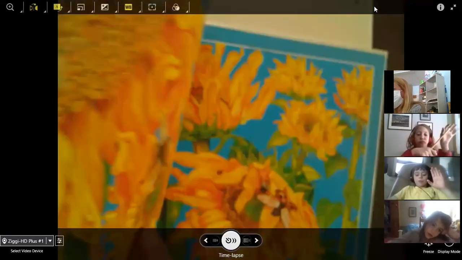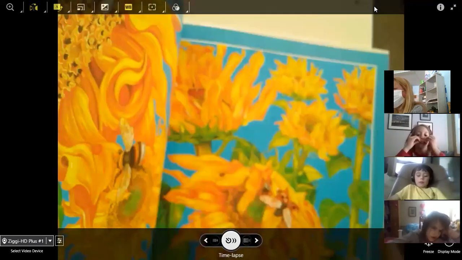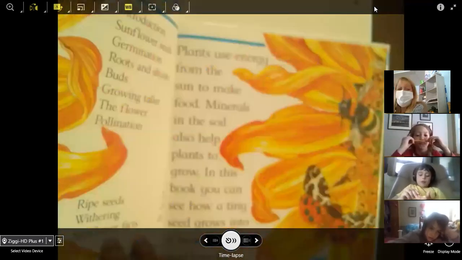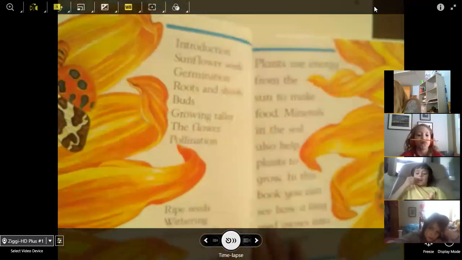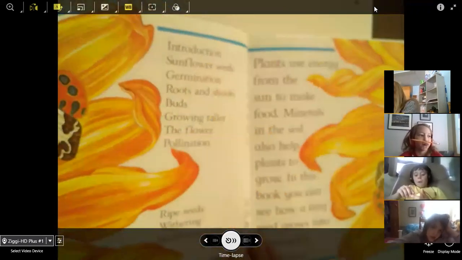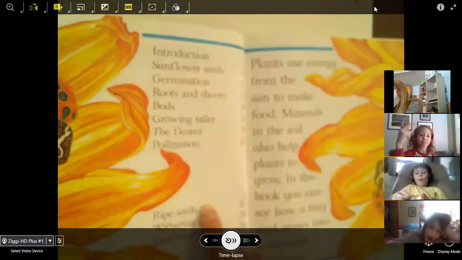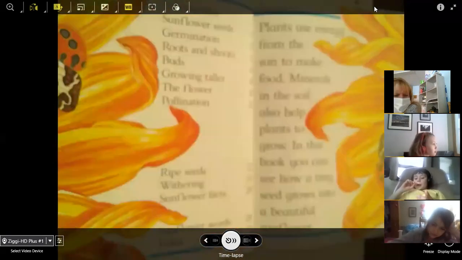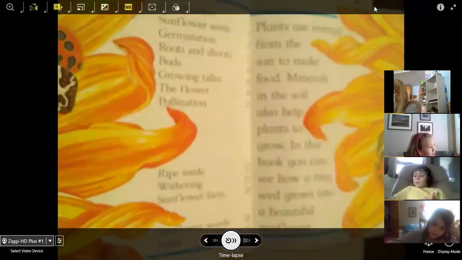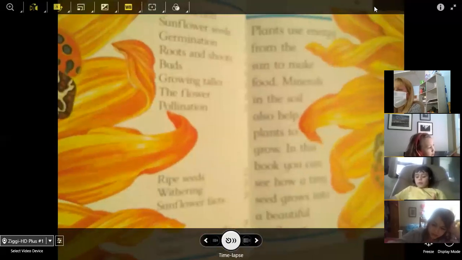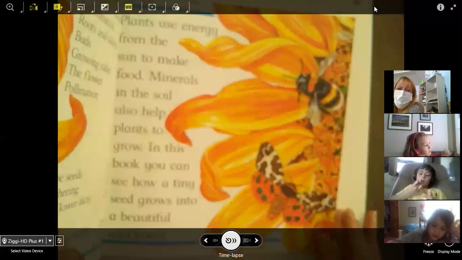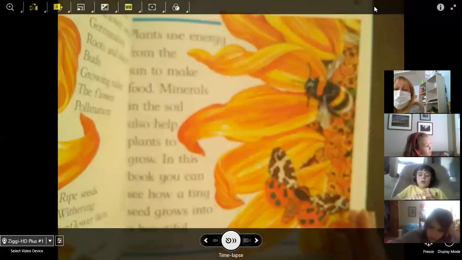All right, so we're going to look at the life cycle of a sunflower. Introduction, sunflower seeds, germination. Oh, these are all the table of contents. We're going to learn about roots and shoots, buds, growing taller, the flower, pollination, ripe seeds, withering, sunflower facts, and then some sunflower words in the index. This goes nicely with what we learned from Ranger Pam, so be thinking about that as I read the story.